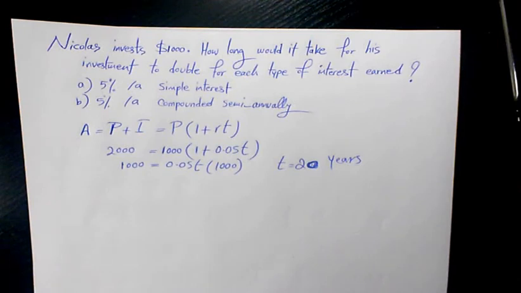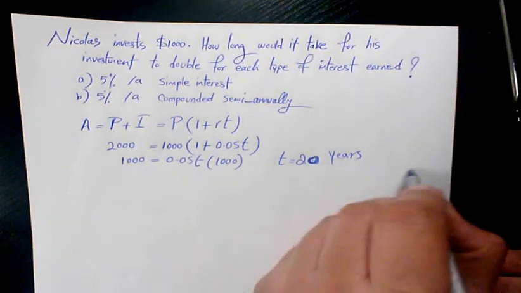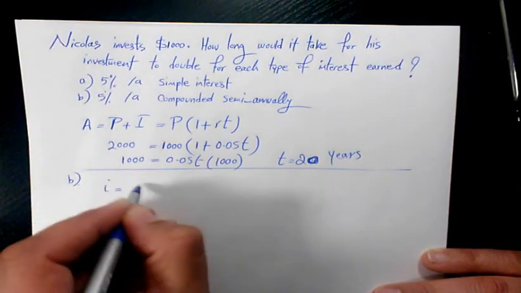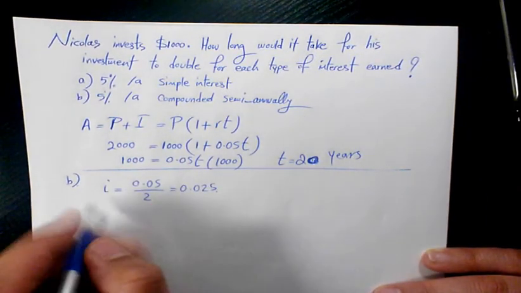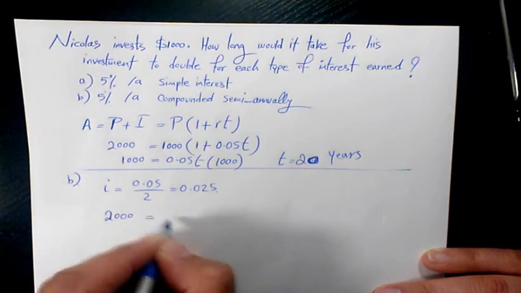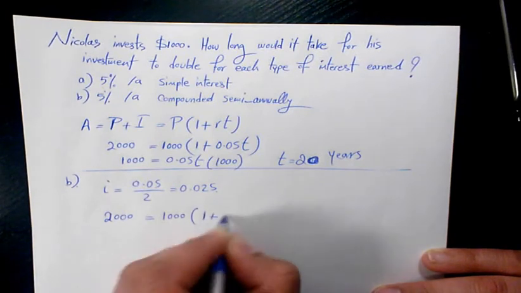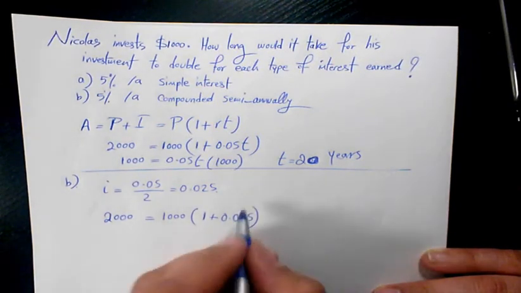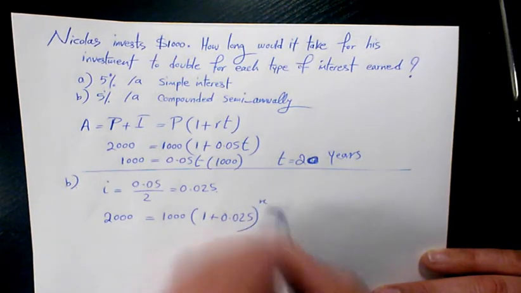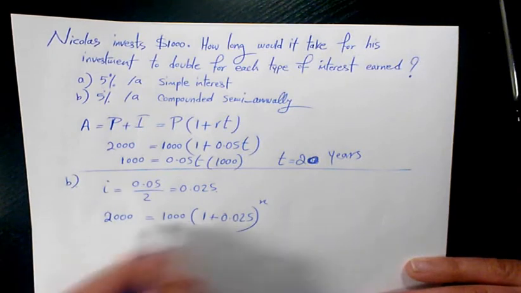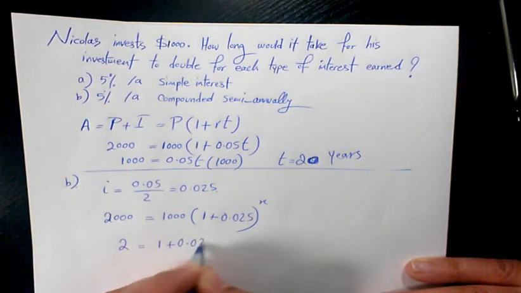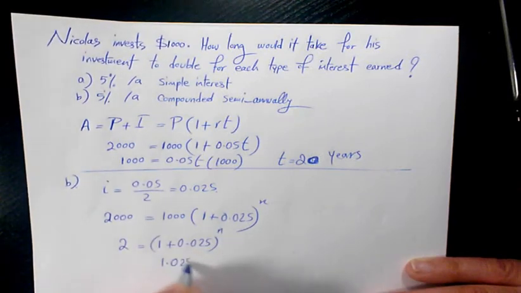Now let's see if we have compounded semi-annually, how long does it take? I is going to be 0.05 divided by 2 because it's 2 times per year. It's going to be 0.025. The amount is going to be 2000 equals 1000 times 1 plus 0.025 to the power of n. We need to find the value of n in this case. So we divide both sides by 1000. So it's 2 equals 1 plus 0.025 to the power of n, which is 1.025 to the power of n.